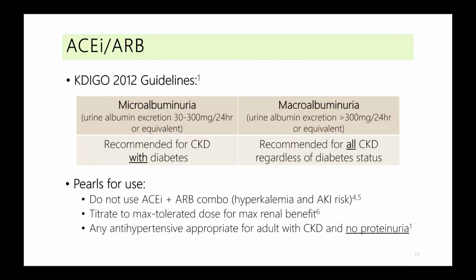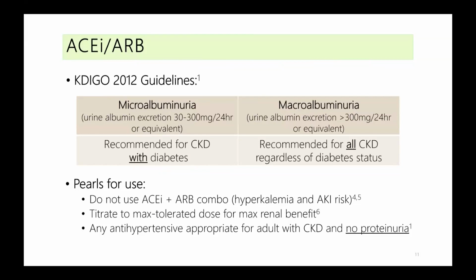For people who have macroalbuminuria, so a urine albumin excretion of greater than 300 milligrams per day, they should be put on an ACE inhibitor or ARB regardless of their diabetes status. There are a few pearls for use with these medications. First, we don't want to use an ACE inhibitor and ARB together, as studies show that they can significantly cause hyperkalemia and AKI. Second, the goal is to titrate these therapies to max tolerated dose for the best renal benefit.